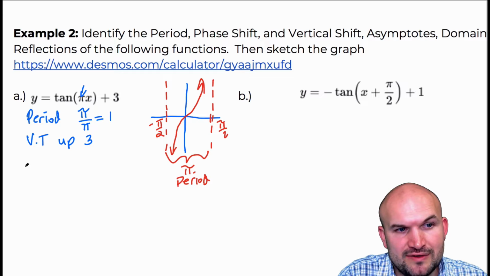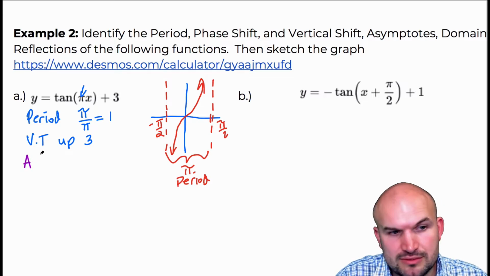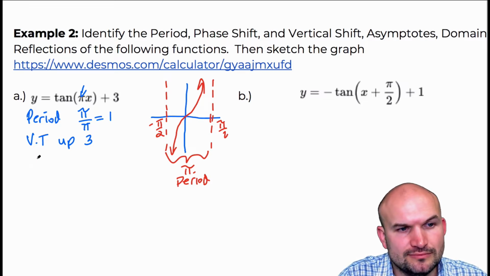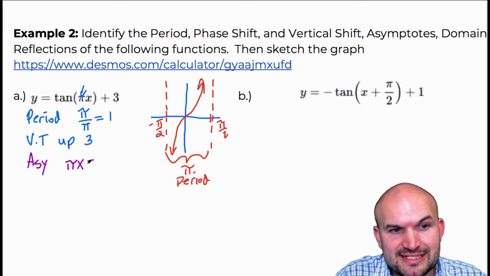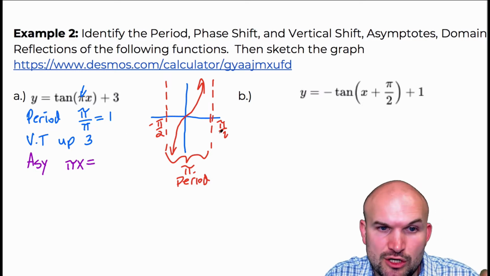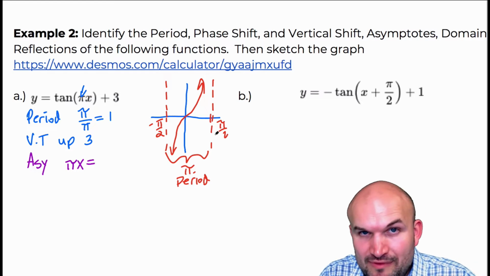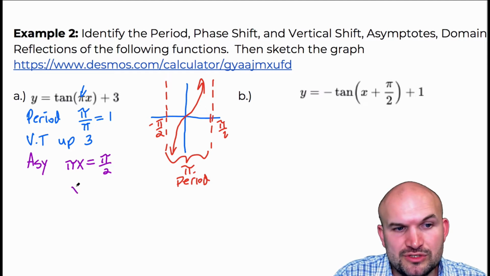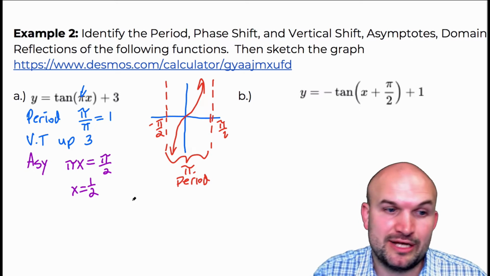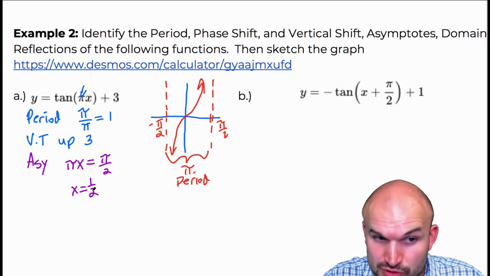So let's look at the asymptotes. To find the vertical asymptotes, basically I'm going to take whatever's inside of my function, pi x, and set it equal to either my initial start or end. I prefer to have the positive rather than the negative, so I'm going to choose pi halves. Then I'll just solve for x, which gives me x equals 1/2. So that is where my new asymptote is going to occur.